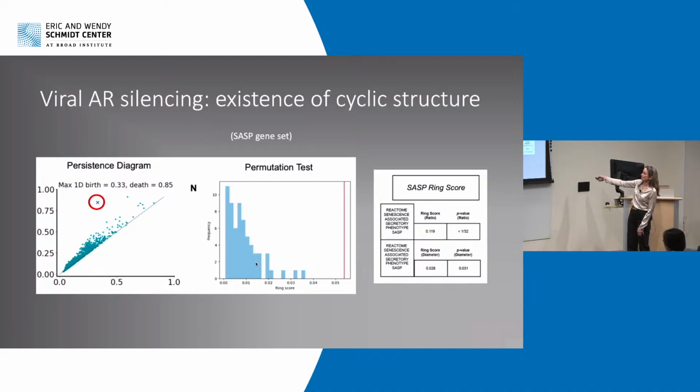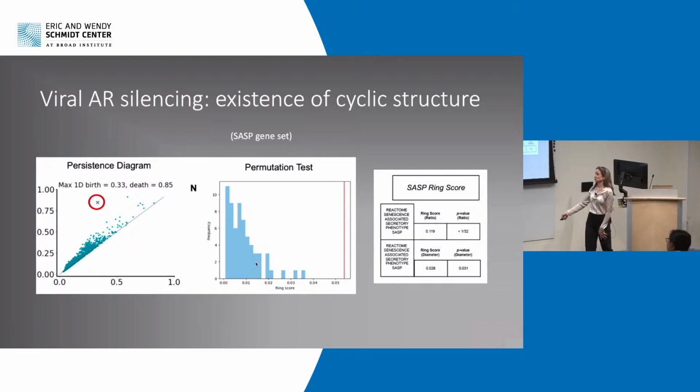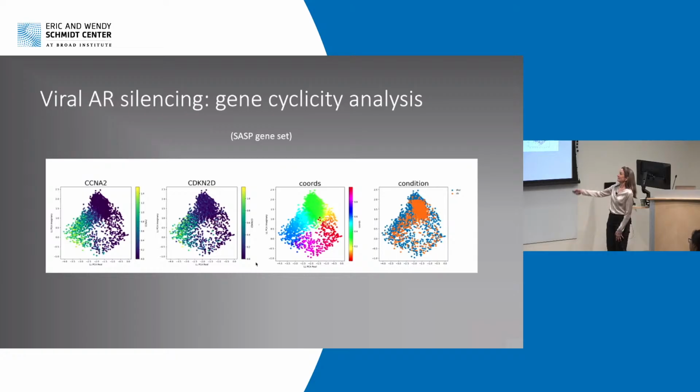Its ring score is somewhere out here, which is very, very far from the rest of the distribution. So this would be your null distribution, and you have a very nice p-value. You say, okay, looks like I have a significant feature. And then you can say, okay, now we look at the gene cyclicity analysis.